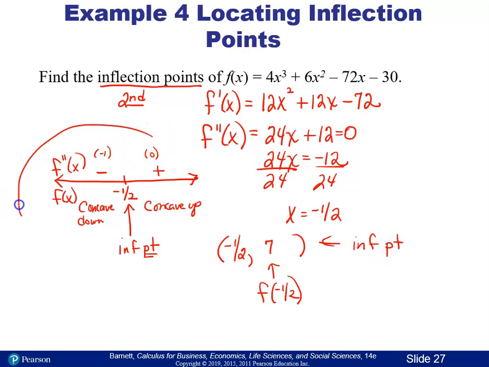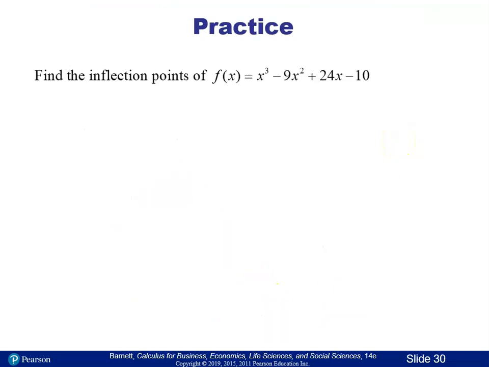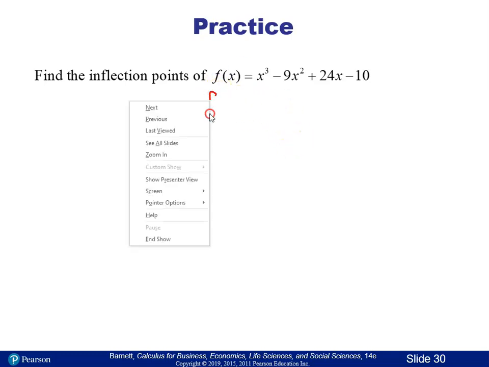You do need to show this. A lot of people will do this part and automatically give me the point and say they found the inflection point. It's not technically an inflection point until you show me that you have this sign change here. And you can see on the graph that this is the point that we found, and clearly that is the place where it changes from being concave down to concave up. All right, we've got one. If you'd like to try it on your own, feel free to do that.